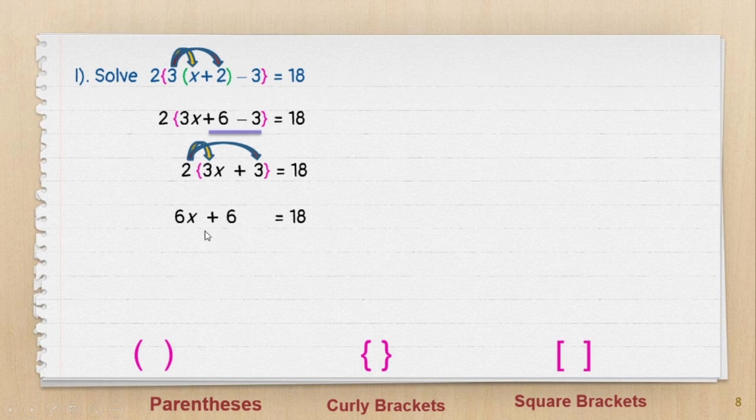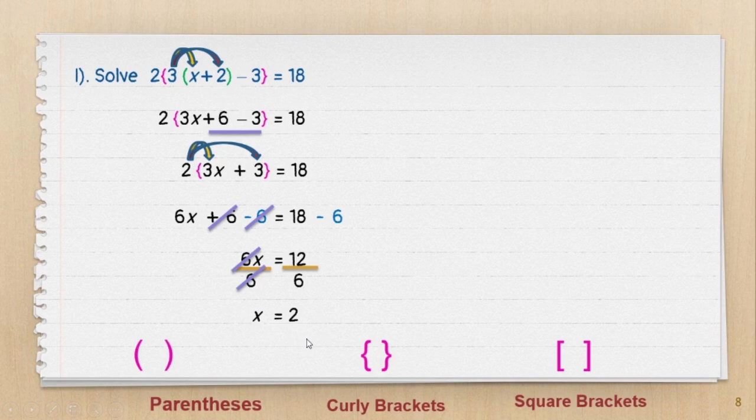Then we obtain a linear equation that we discussed earlier. Now we need to make this x the subject. To do that, we have to remove this plus 6 and coefficient 6. Then subtracting 6 from both sides, we obtain 6x equal 12. Now dividing both sides by 6, we can get the final answer as x equal 2.